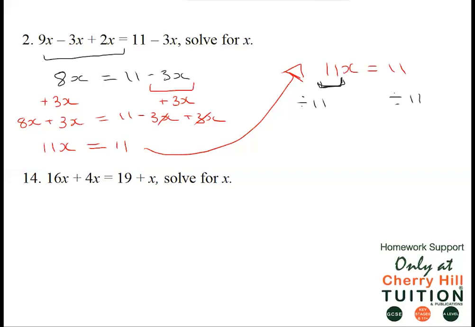This leaves us with 11x over 11 is equal to 11 over 11. So on the left-hand side, the 11 and the 11 cancel out, giving us x. And on the right-hand side, 11 divided by 11 is 1. So x is equal to 1. Okay?